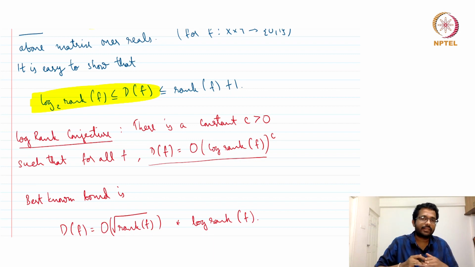The thing that I have highlighted above says the complexity lies between log rank and rank. Rank is much more than log rank, it's exponential in log rank. What we are saying is that the deterministic communication complexity is at most polynomial, a constant power of the log rank, not exponential. And this question has been open for at least maybe two to three decades now, and it's still unknown.